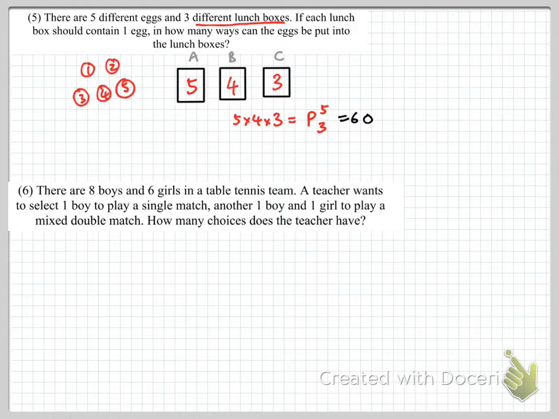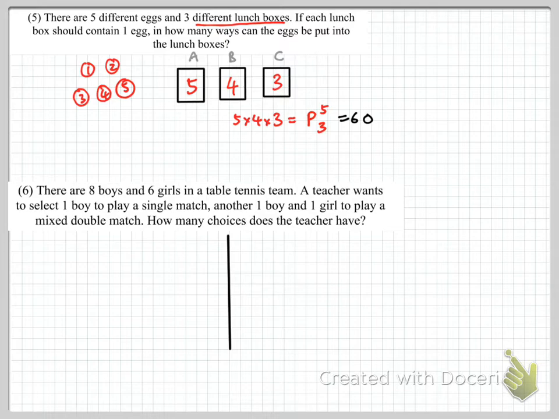Next up, we have question 6. Now, question 6 has 2 different solutions. Let me show them to you one by one. It depends on how you construct the way of selection. So there are 8 boys and 6 girls in the table tennis team. A teacher wants to select 1 boy to play a single match. So how many ways can he do that?